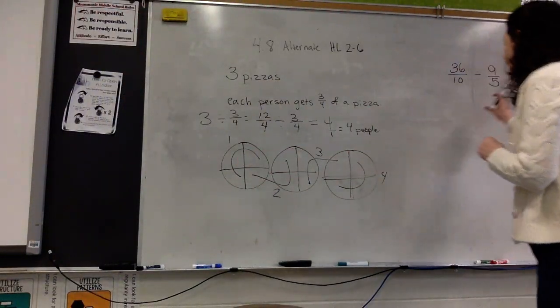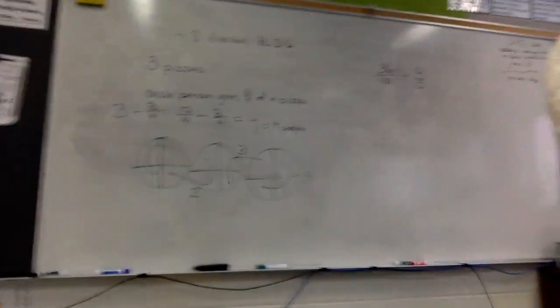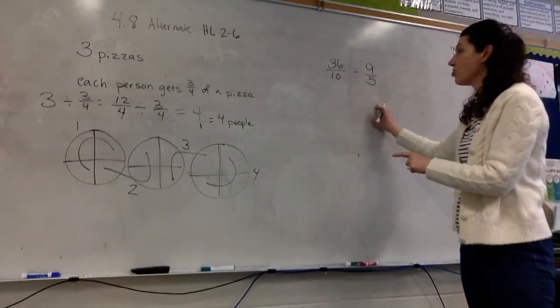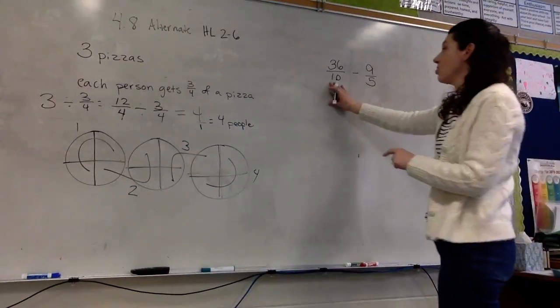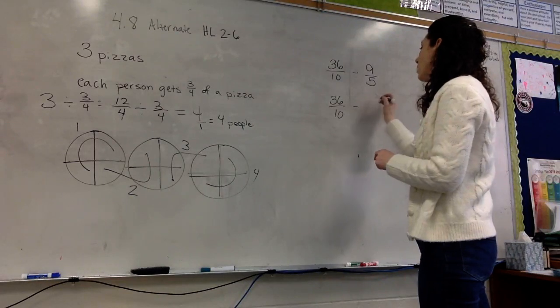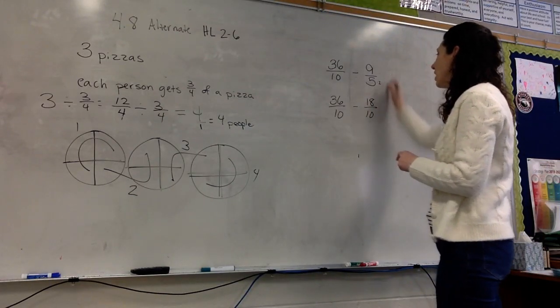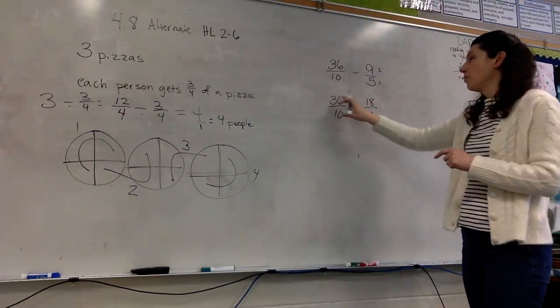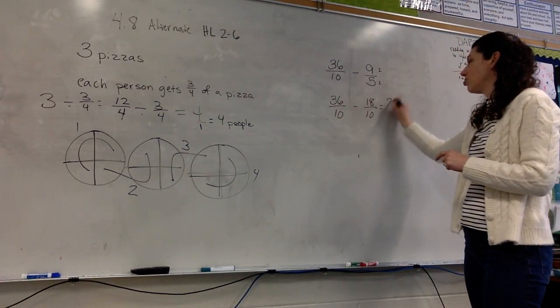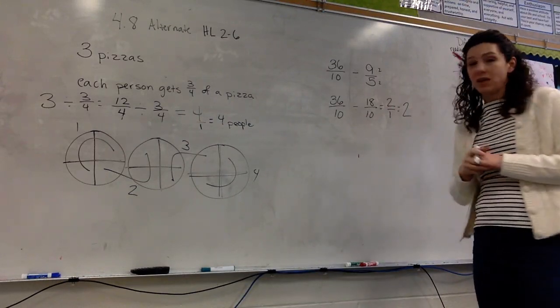If we have a problem like this, one way that we can divide these fractions is by renaming these fractions with common denominators. So I'm going to leave this as 36/10, and I'm going to rename this as 18/10, right? 5 times 2 is 10, 9 times 2 is 18. 36 divided by 18 is 2, 10 divided by 10 is 1. My answer then becomes 2.